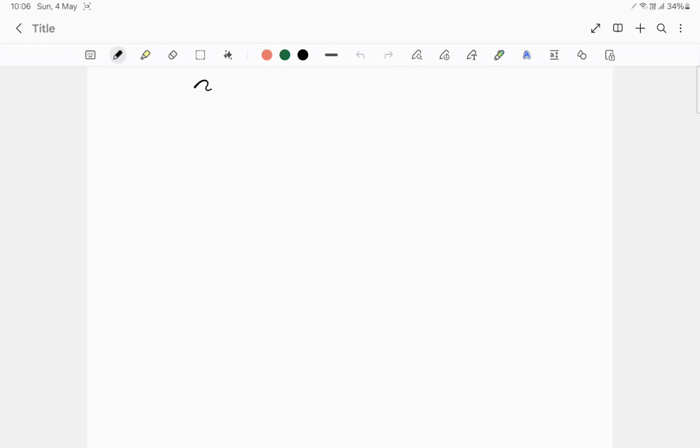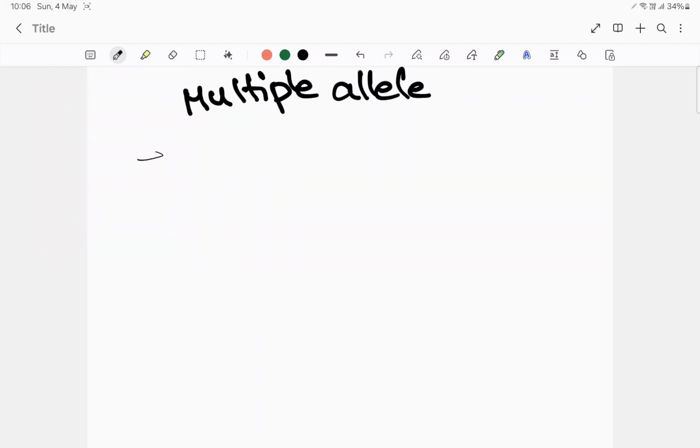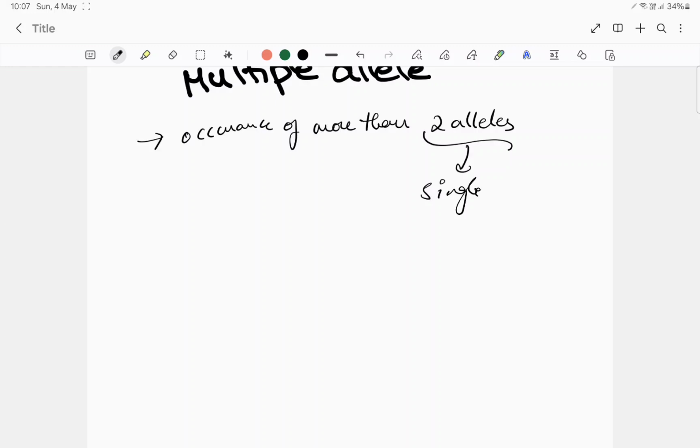Welcome back. Today we are going to discuss the topic multiple allele. Before going into the topic, let's know what exactly multiple allele is. Multiple allele generally means the occurrence of more than two alleles for a single gene. What is it known as? Occurrence of more than two alleles for a single gene is said to be multiple allele.